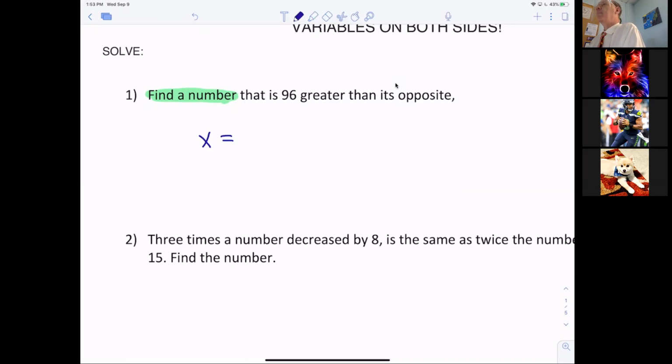Now, how do I write 96 greater than? Plus 96. 96 greater than what? And what's the opposite? No, that's not what it says. Find a number that's 96 greater than its opposite. You're going to be good in a few minutes if you just keep trying. So what's the opposite of 5? What's the opposite of negative 10? What's the opposite of x?